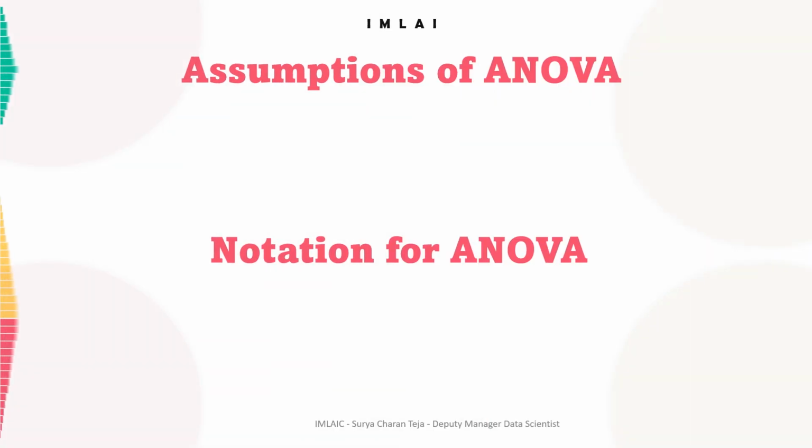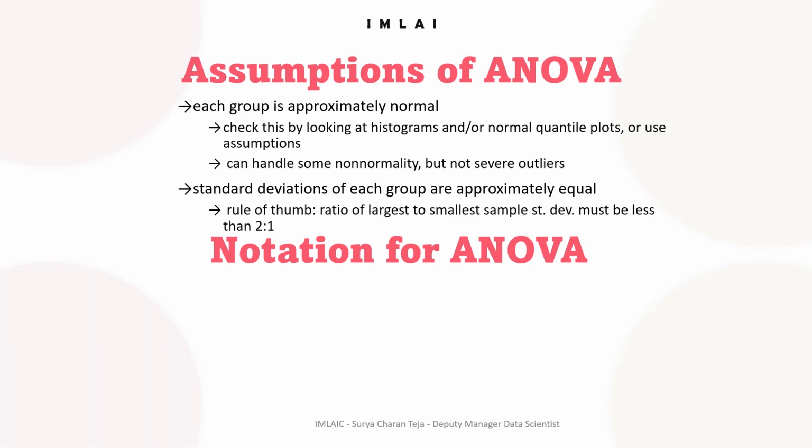Now, assumptions of ANOVA. Each group is approximately normal; check this by looking at histograms or normal quantile plots. It can handle some non-normality but not severe outliers. And the standard deviations of each group are approximately equal. Rule of thumb: the ratio of largest to smallest sample standard deviation must be less than 2:1. If these assumptions are fitting well, then ANOVA can give you the proper result.